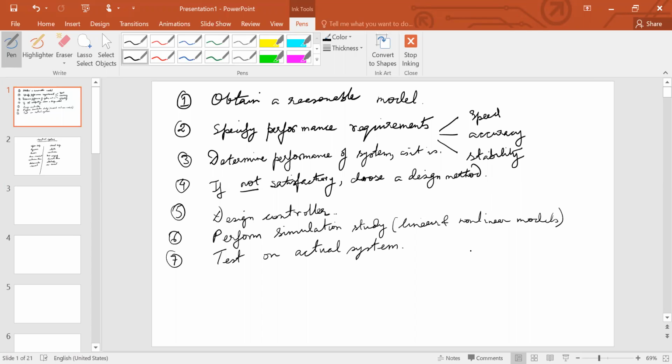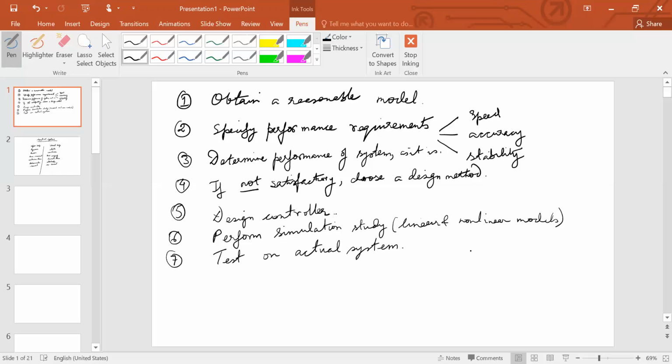The first step is you have to obtain a reasonable model of the system for which you are about to design the controller. What do I mean by a reasonable model? This model will come from an understanding of the physics of the system, the governing equations of the system. The better you understand it, the better you are able to capture all of its features, and therefore the more accurate your model will be.